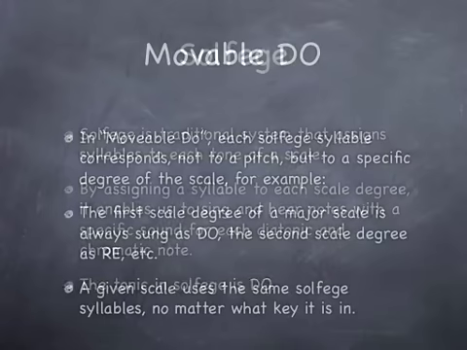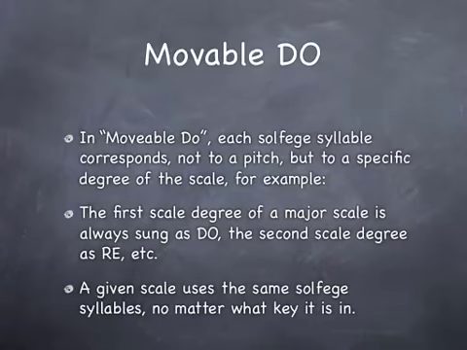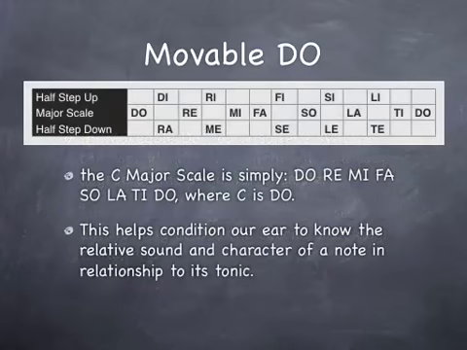The type of solfege we're going to refer to is called movable do. And in movable do, each solfege syllable corresponds not to a specific pitch, but to a specific scale degree. So the first scale degree of a major scale is always do, the second scale degree will always be re, the third will always be mi, and so on. This means a particular scale, and in our case, we're going to look at the major scale first, will always use the same solfege syllables no matter what key it's in. Again, so we can refer to all keys at once.